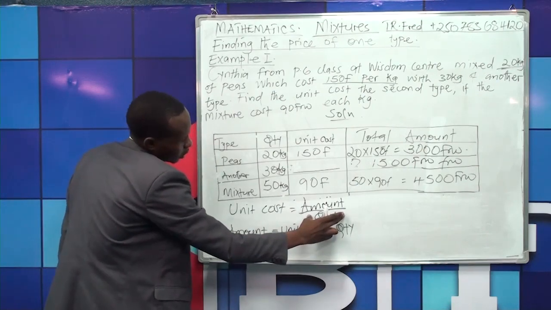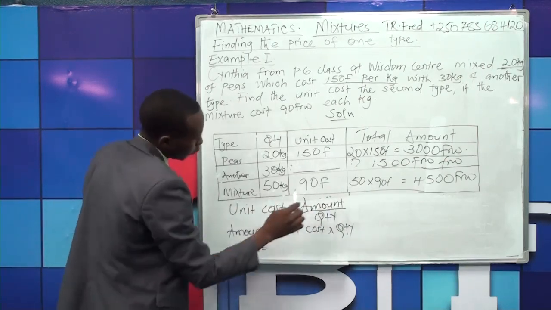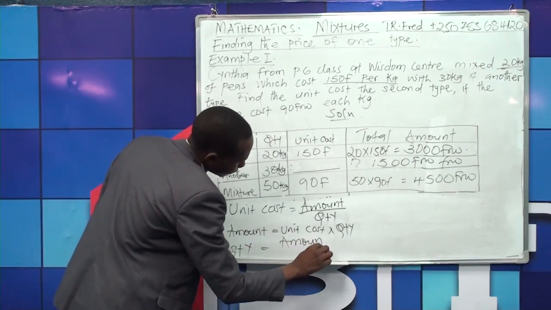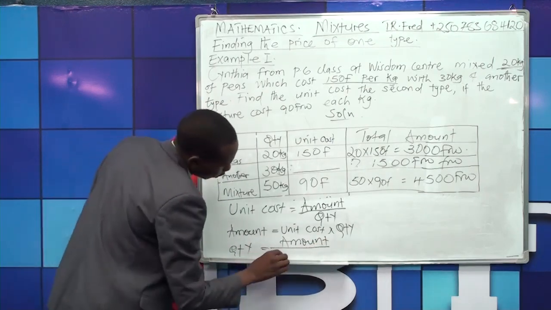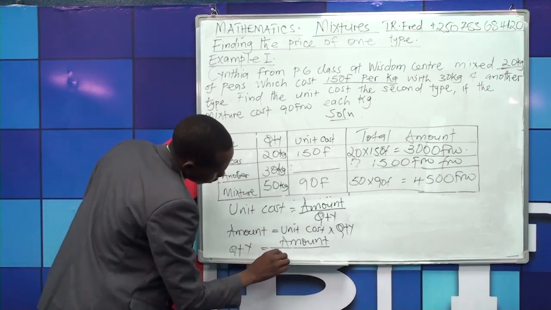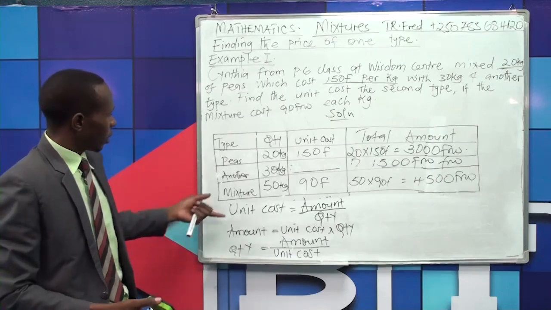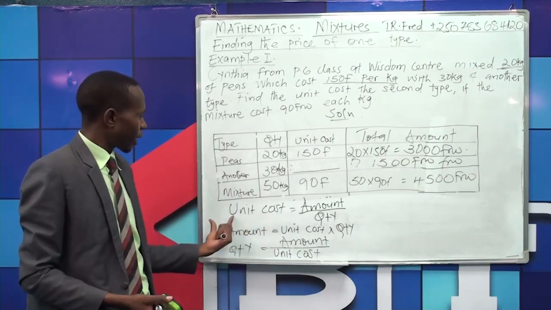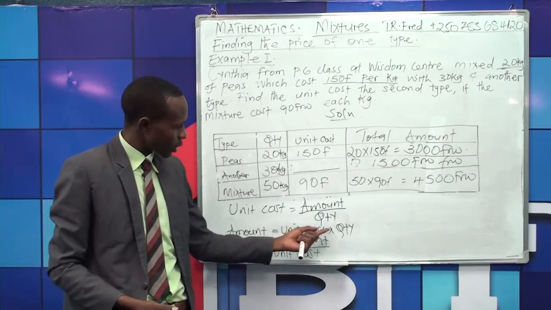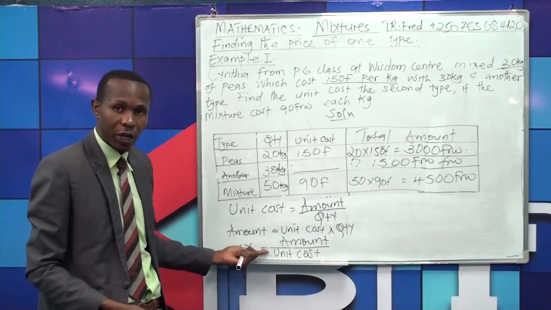Now you have been given the amount and you are given the unit cost. You want now to find the quantity. For you to find the quantity, you will have the amount which you have been given divided by unit cost. That's how you'll come out with it. If they want you to find unit cost, it will be amount divided by quantity. If you want to find the amount, you'll have unit cost times quantity. If you want to find the quantity, you'll have amount divided by unit cost.